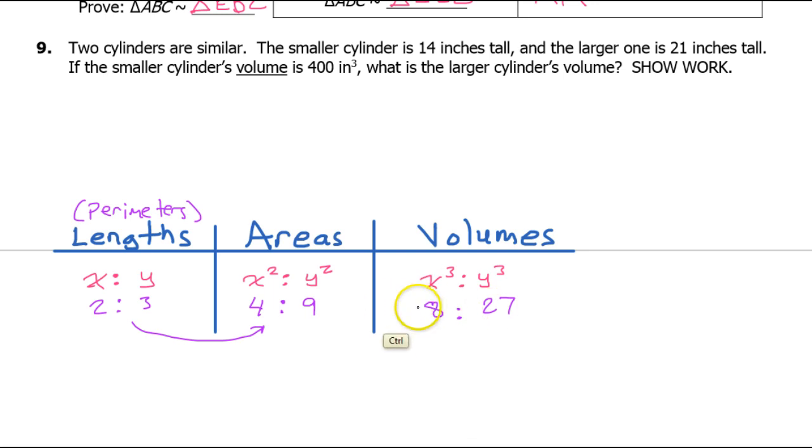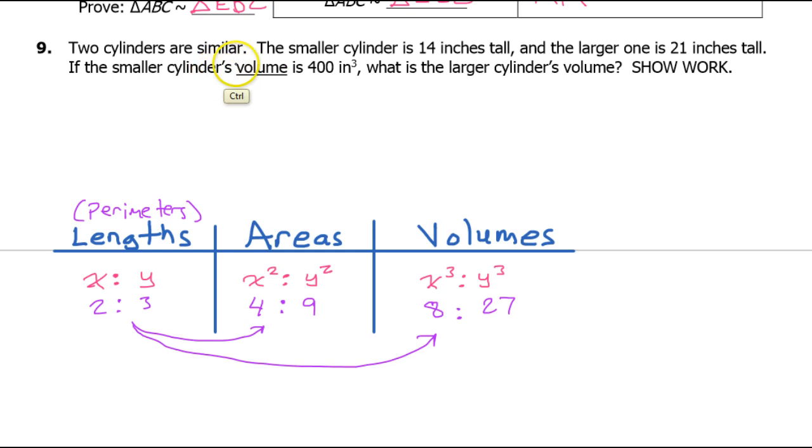Now notice I'm not getting this from the 4 and the 9. I'm going all the way back to the lengths still, because the volumes are x cubed and y cubed, and this is x and y. 2 cubed is 8, and 3 to the third power is 27. Alright, so that's how it works. So let's see what we have.